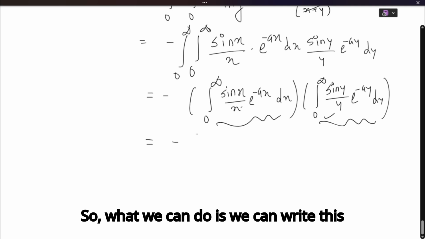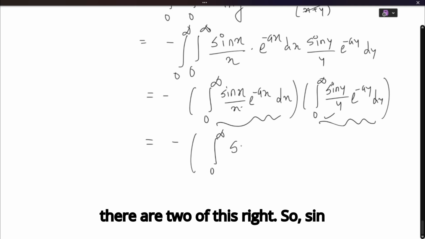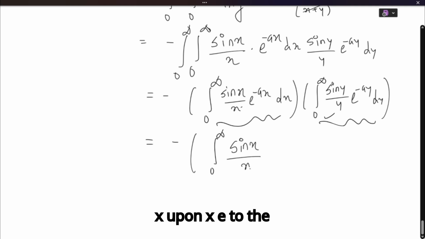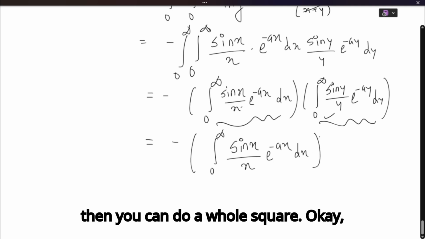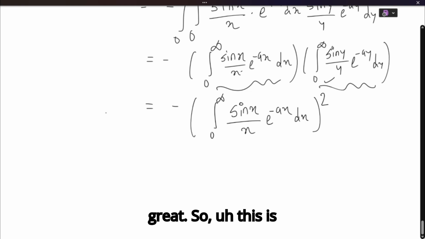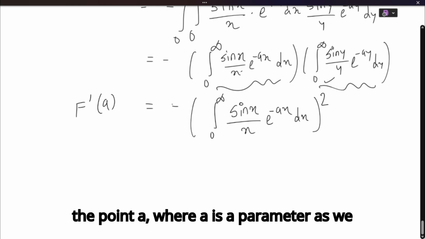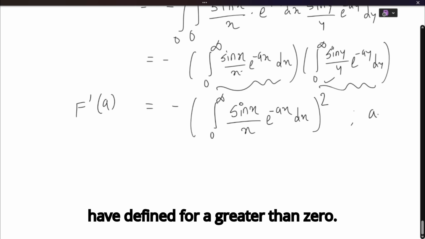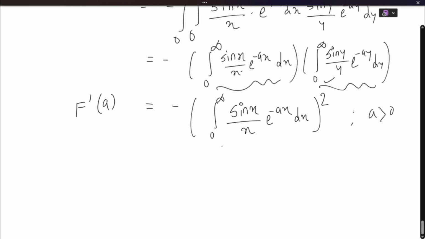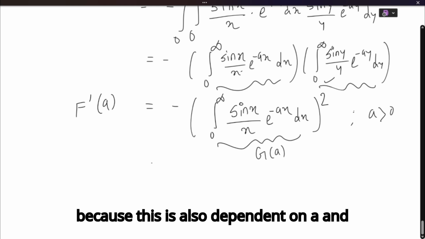So what we can do is write this integral as a whole square now, because there are two of this, right? So sin x upon x e to the power minus ax dx, and then you do a whole square. Okay, great. So this is our f prime a, which is the derivative of f at the point a, where a is a parameter as we have defined, for a greater than 0. Correct?